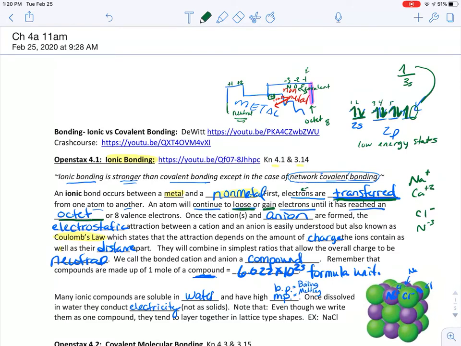And again, 1, 2, 3, 4, 5, 6, 7. And then this column, they've got the extra electrons, so that would be 8 electrons. Everyone wants to be like him. There are exceptions, but everyone wants to be at 8.